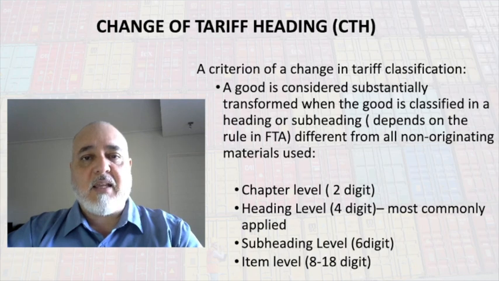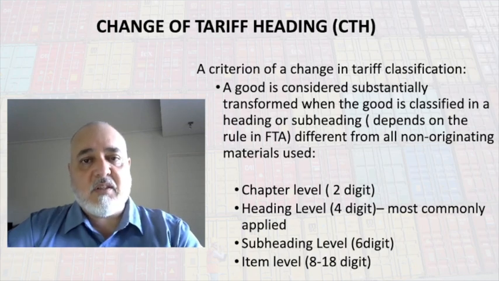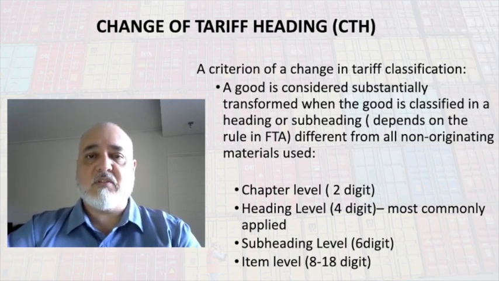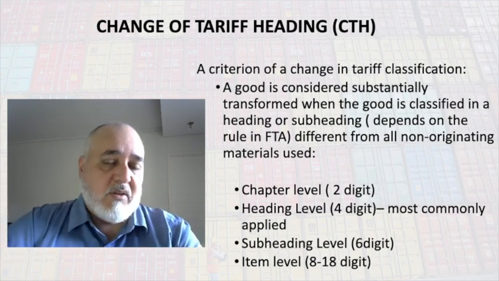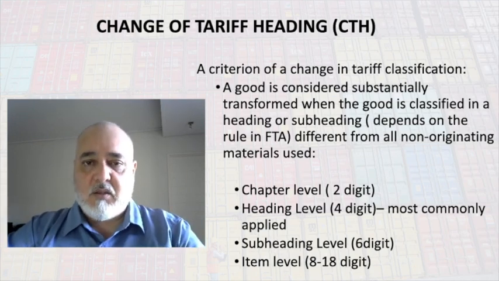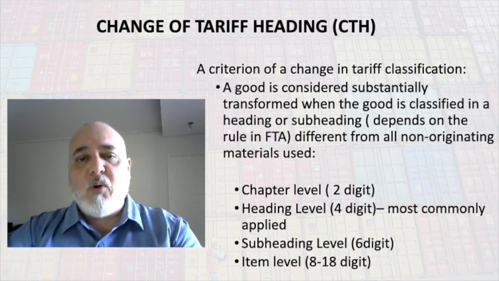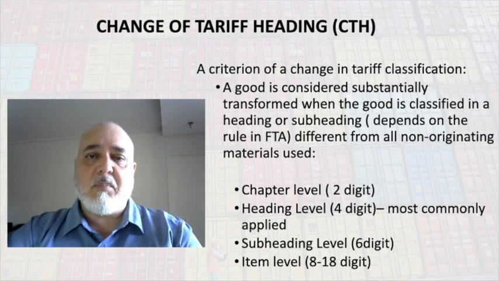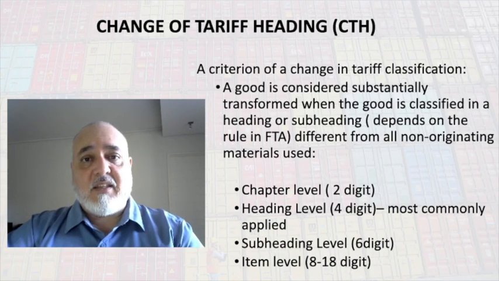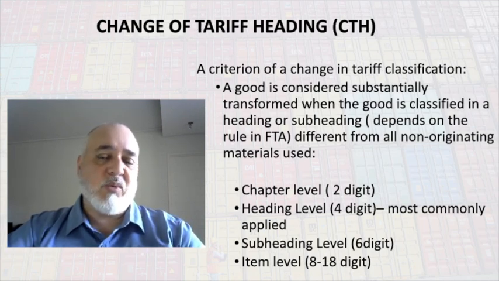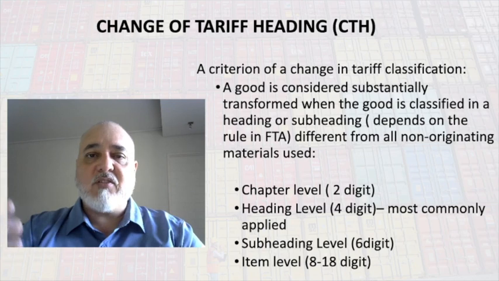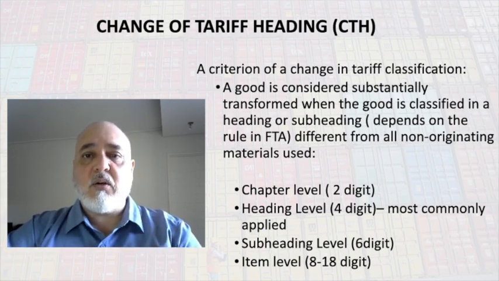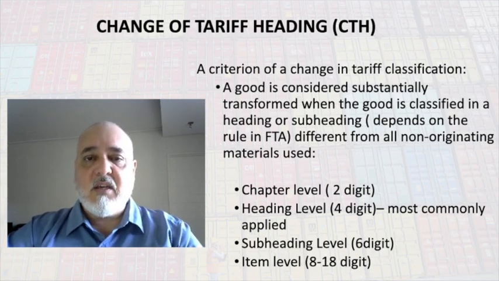It can be applied at the chapter level, 2 digits, heading level, 4 digits, subheading level, 6 digits, or even at the national item levels, 8 or 10, depending on the country. It is important to know that the CTH criterion may not be applicable to all products, especially those that are not listed in the tariff schedule or those with complex production processes. In such cases, the other criteria may be applied either individually or in combination with this criterion of CTH.